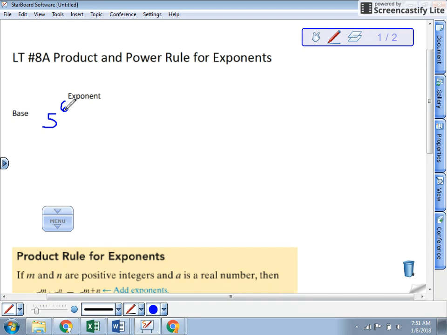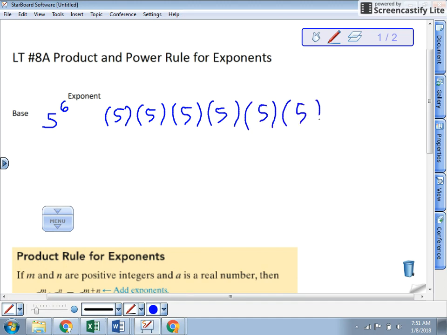Well, that means it's 5 times itself 6 times. So it's 5 times 5 times 5 times 5 times 5 times 5. That's what it means. The answer is not 30. It's not 5 times 6. It's 5 times itself 6 times.